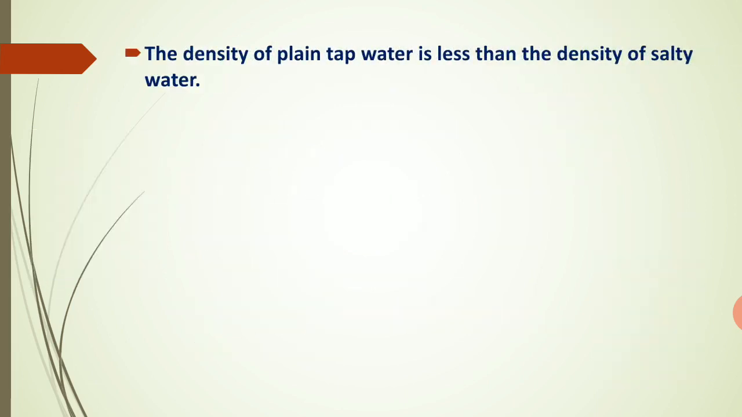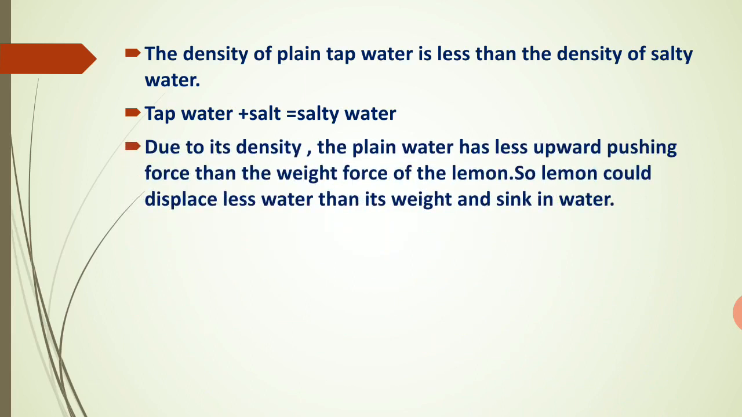The density of plain tap water is less than the density of salty water. How? Tap water plus salt is equal to salty water. Due to its density, the plain water has less upward pushing force than the weight force of the lemon. So, the lemon could displace less water than its weight and sink in water.